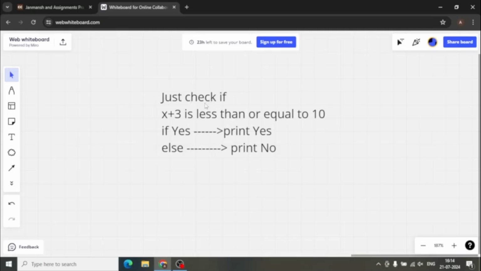Just simply check that x plus 3 is less than or equal to 10 or not. If it is yes, print yes. Else print no.